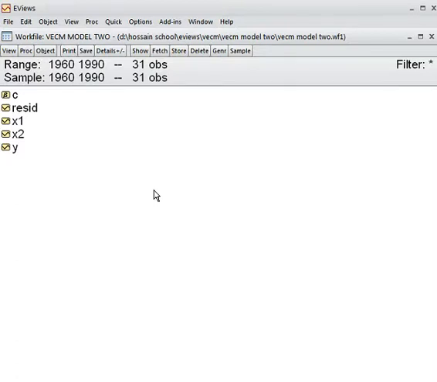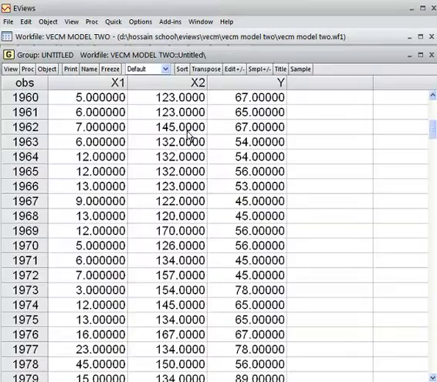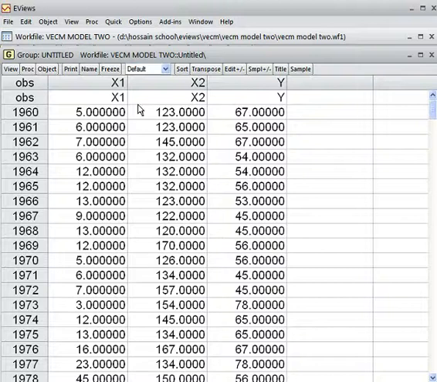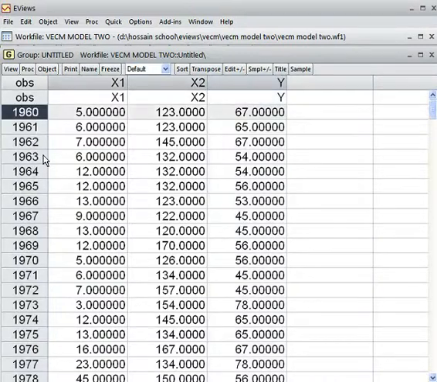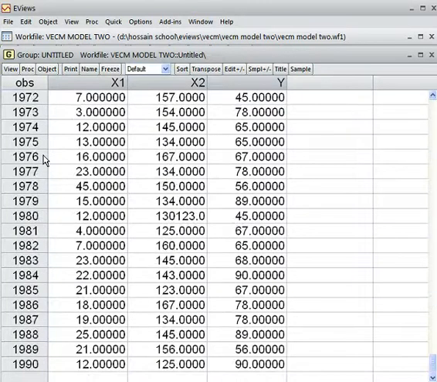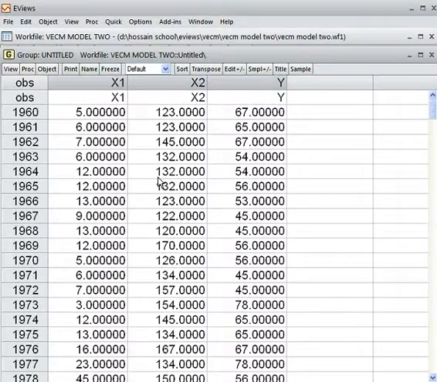Okay, today we shall be doing the vector error correction model. Here are the data. We have the three variables, and these are the time series data. I am opening all the variables as a group, so you can see the data x1, x2, and y. The variables start from 1960 until 1990. You can see all the variables of this model.